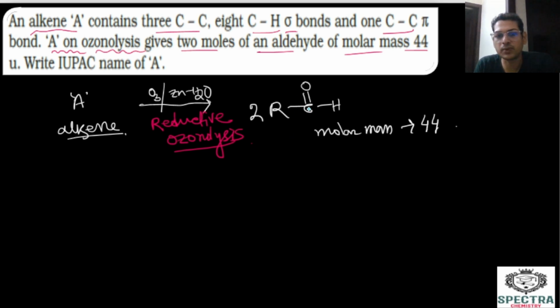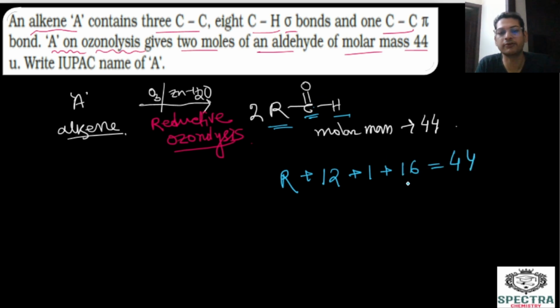Sir, the aldehyde looks like this, R-C double bond O-H. Sir, I don't know the molecular mass of R, so I am taking this R as R. Then this carbon I can take as 12, right? Carbon atomic mass is 12. Hydrogen I can take as 1, and oxygen I can take as 16. So this is equal to 44. So R plus this 13 and that is 29, so R plus 29 equals 44. So R equals 15.